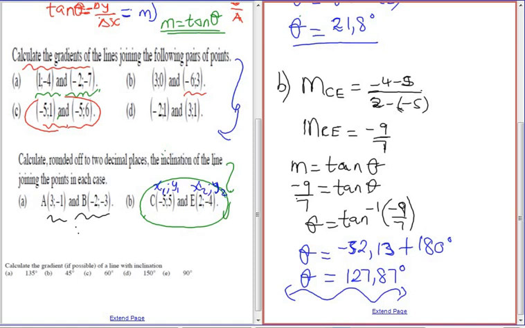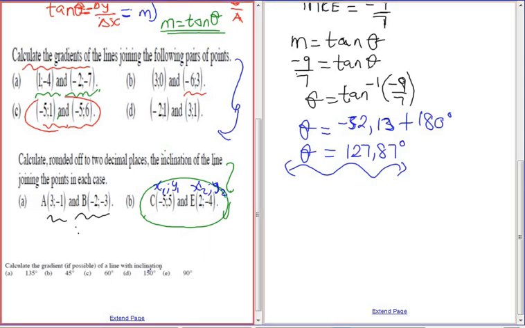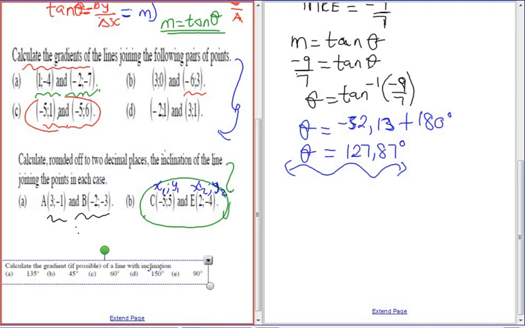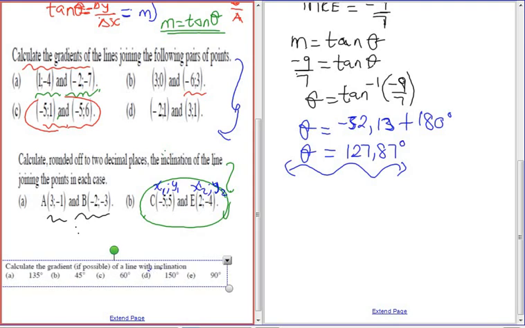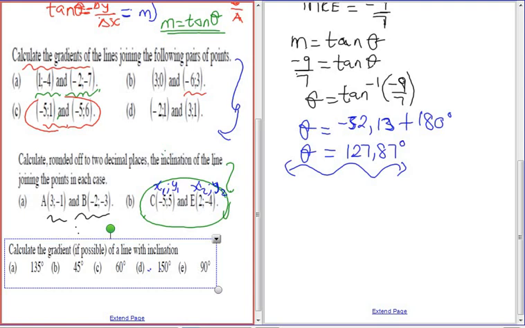So since everything is sorted, let's figure out this last easy question. I think you're beginning to understand what this angle of inclination is. Remember, it's relatively new to you. So let's go to this question over there and make sure that we do a bit of justice to it as well. Here it is. I think now you can see it a bit better. You are to calculate the gradient, if possible, of a line with the inclination that is given. So now you are given the angle of inclination, and you are expected to calculate the gradient.